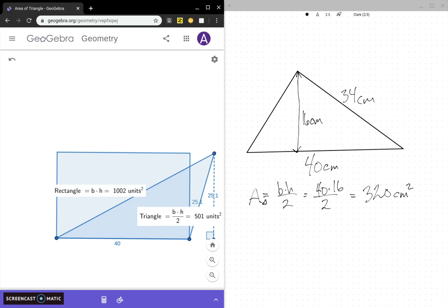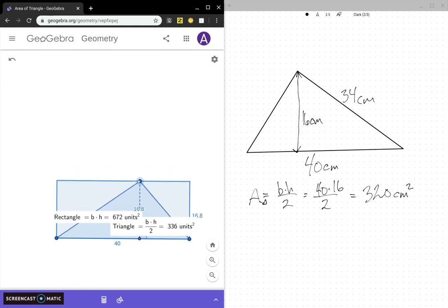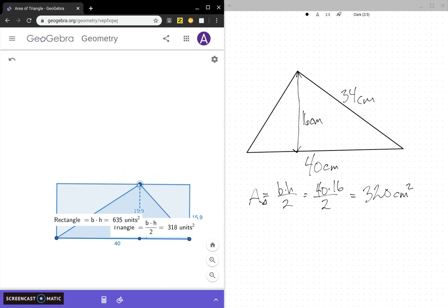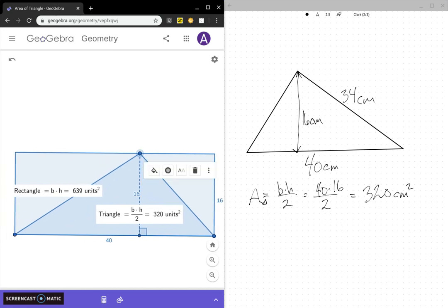So we've already got this base set to 40. Now let's set our height to 16. There we go. Zoom in a little bit. We get a little rounding issue going on with this animation. You can see our triangle is 320 units, and then our rectangle area rounds to that 640, double it. But yeah, even for a triangle that's not a right triangle.